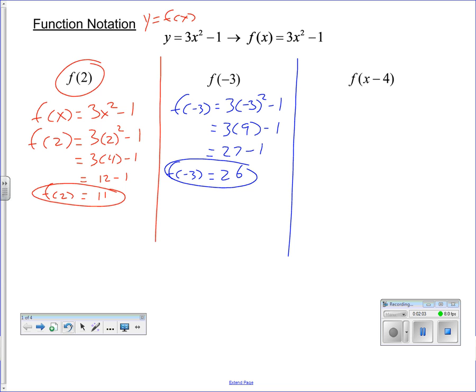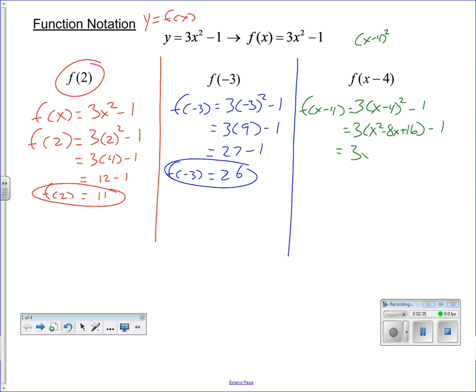For f of x minus 4, I'm replacing x with x minus 4. So 3 times x minus 4 squared minus 1. Now, x minus 4 squared is a binomial squared, so I don't just square what's inside. I have to multiply it by itself. So I can think of it separately. x minus 4 squared is x minus 4 times x minus 4, and that whole thing is x squared minus 8x plus 16, minus 1.